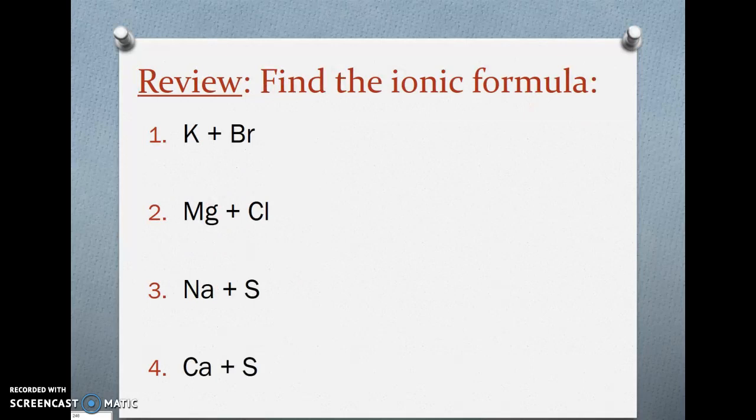So right here, we're going to find the ionic formula. And the first thing we need to do is look at number one. It's potassium and bromine. We need to know the charge for these. So we know that potassium has a +1 charge and that bromine has a -1 charge. So when we write out the ionic formula for it, it's just going to be KBr, and that is it. That is a balanced ionic formula for potassium bromide.